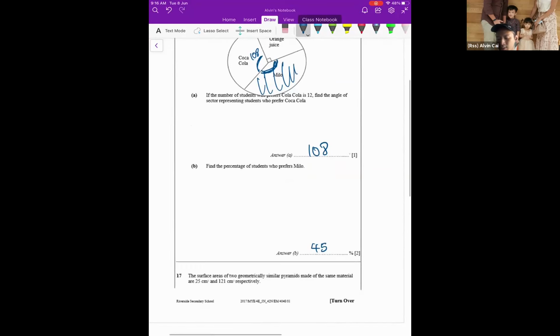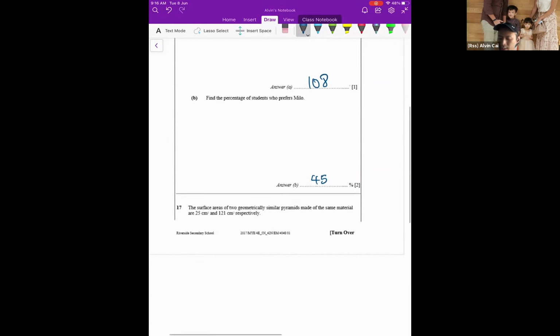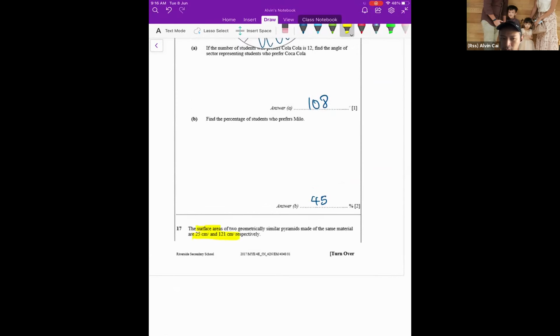Okay, I'll skip this. For question 17, the next part is question 17. It's talking about the surface area to volume ratio, surface area ratio. Okay, so we're going to continue the next part. 25 and 1 to 1 to 1.